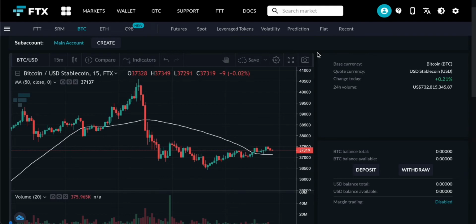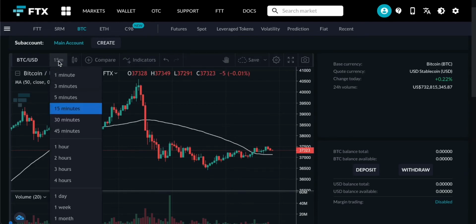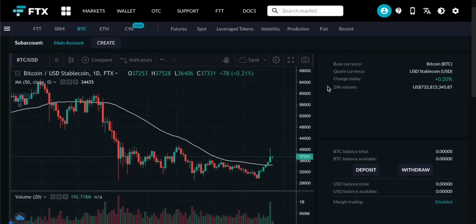If you want to change the time scale of the chart though, something really important, you can come up here. We're on a 15-minute chart right now. We're going to go to a 1-day chart. So this means that each candlestick represents a day or a 24-hour trading period.